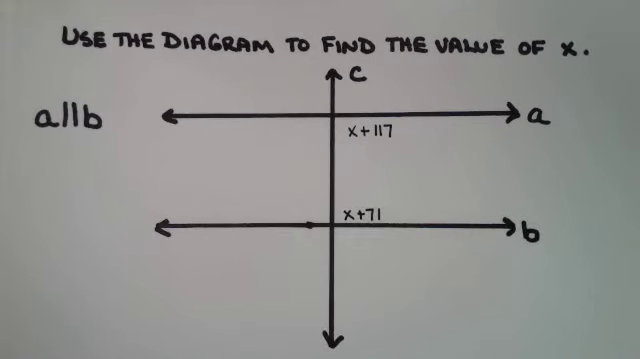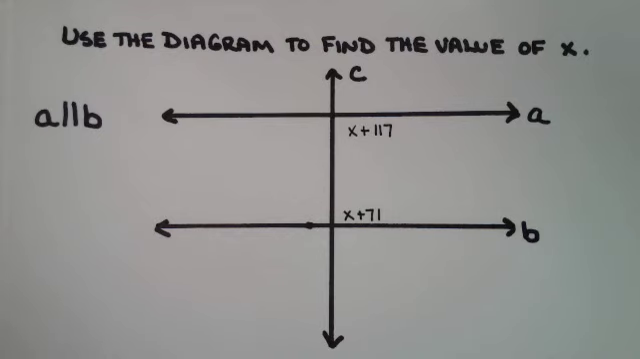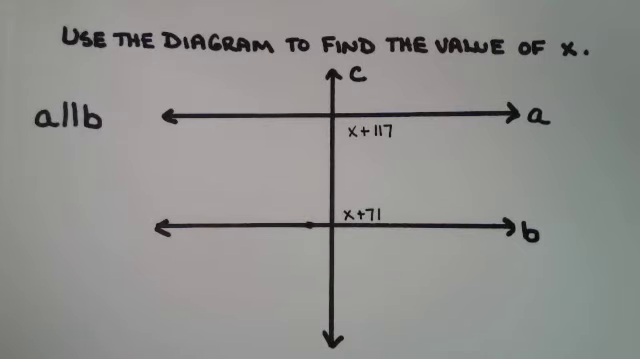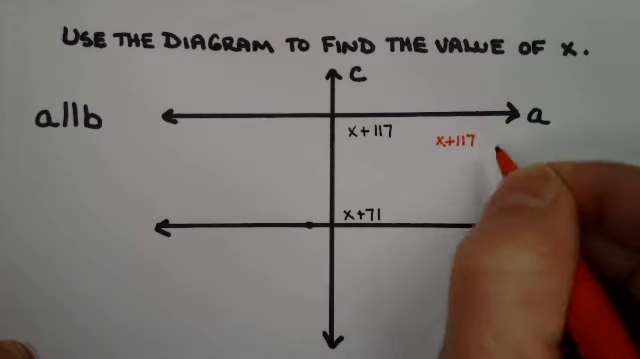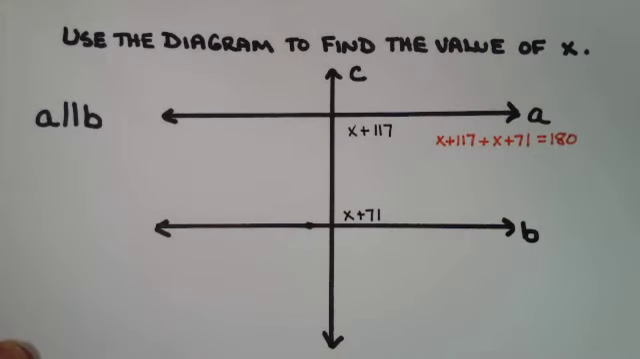To solve these type of problems, I need to determine what type of angles I have here. That's what I need to do first. What type of angles do I have here? These are consecutive interior angles. What's special about consecutive interior angles? These type of angles add up to be 180 degrees. That's going to help me set up my equation. That means this plus this is going to be equal to 180 degrees. That means x plus 117 plus x plus 71 is equal to 180 degrees.